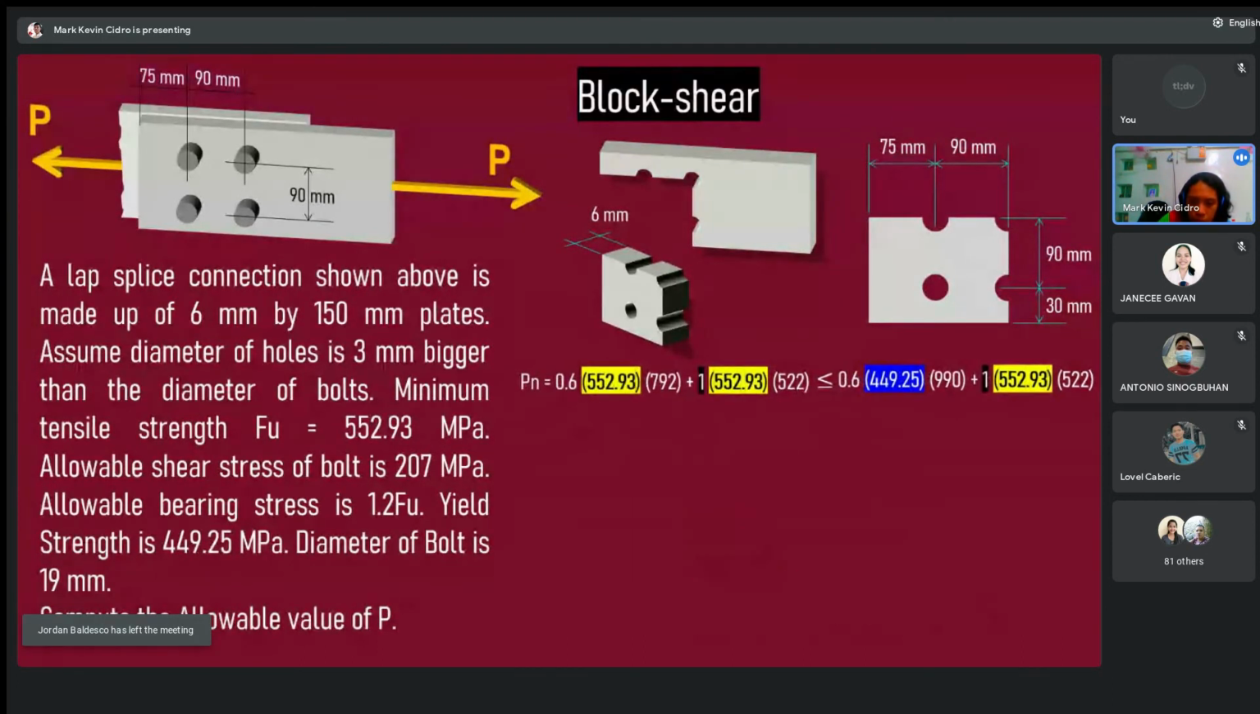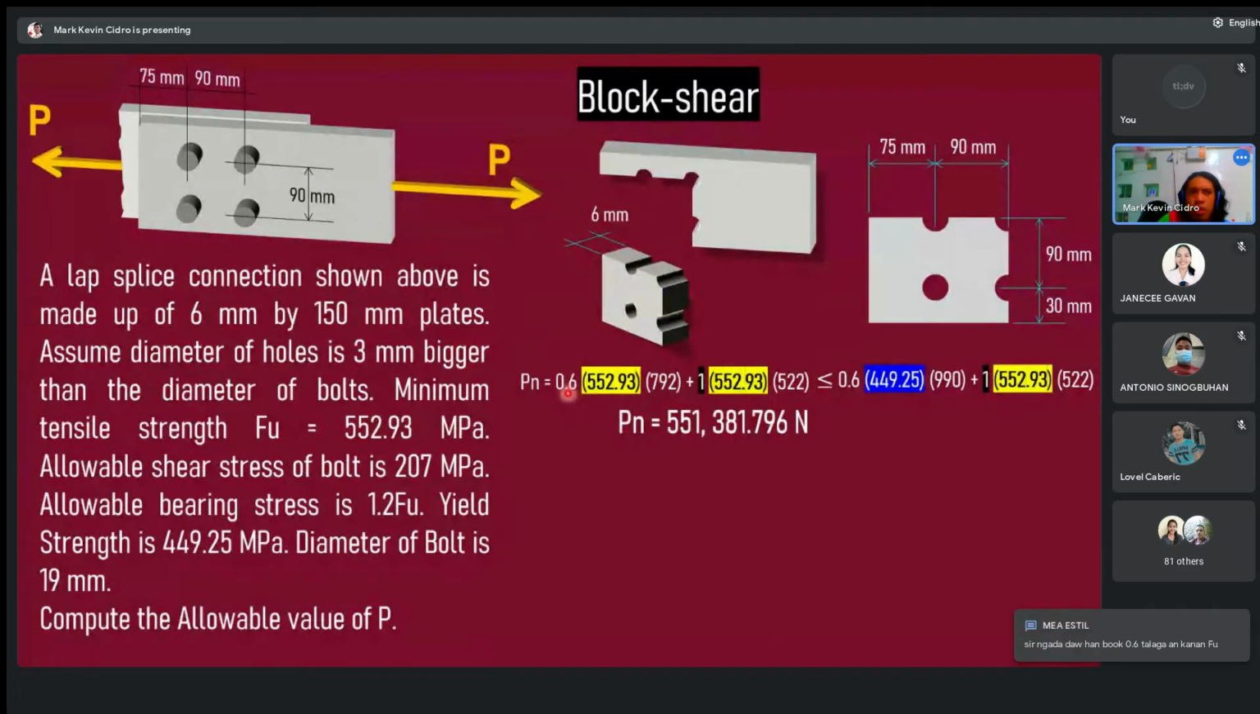Substitute everything there. The result will be, sige, what's the value of this one? I think this is 0.5 talaga. Pero kung 0.5, 5075 dito. Okay. So dito, 555483. Let me try to verify that one.